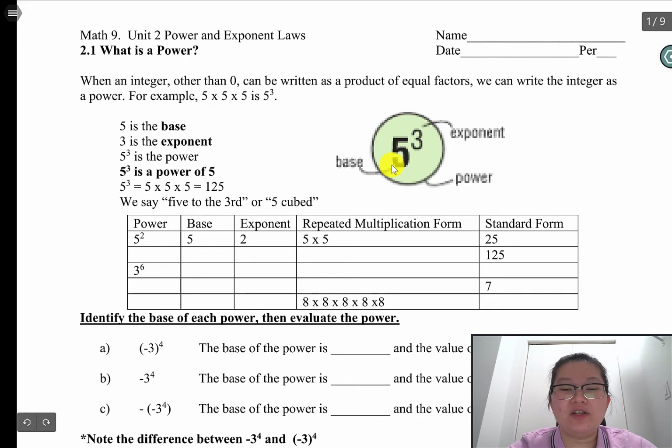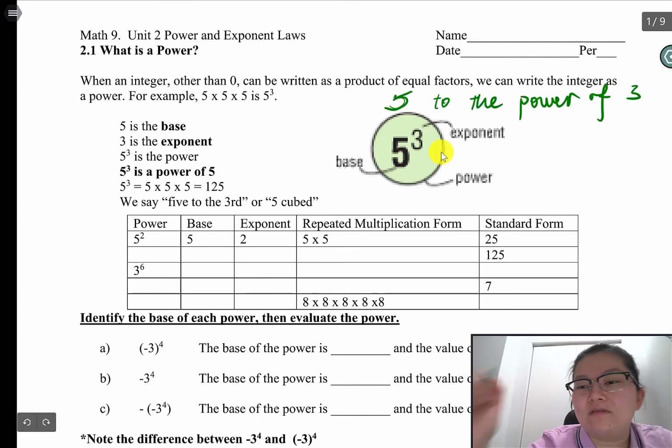Please know the terminology well, because I will use these 3 words when I'm delivering a lesson. So sometimes in a sentence, I might say, oh, this is 5 to the power of 3, even though 3 is the exponent, okay? So that is kind of how that goes. Actually, I'll write it down, just in case people might like that. Okay, there you go.